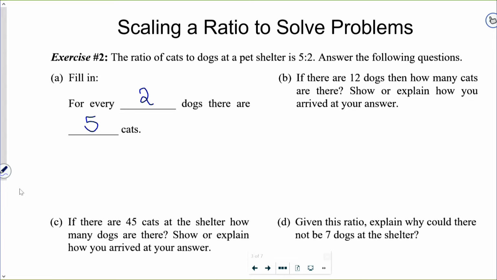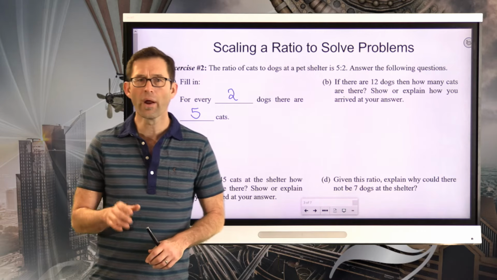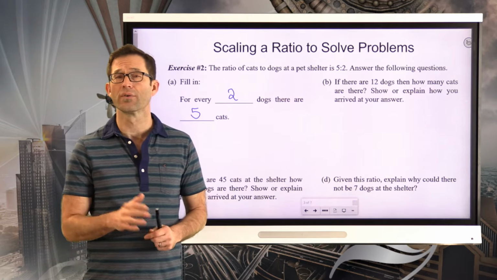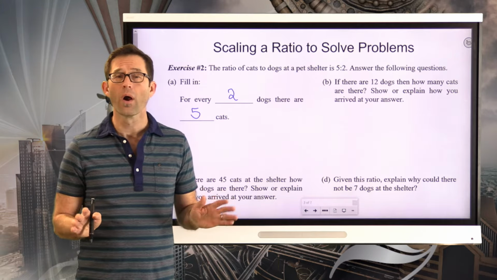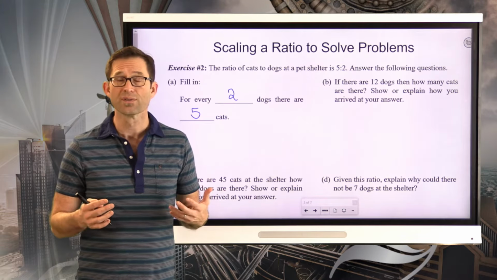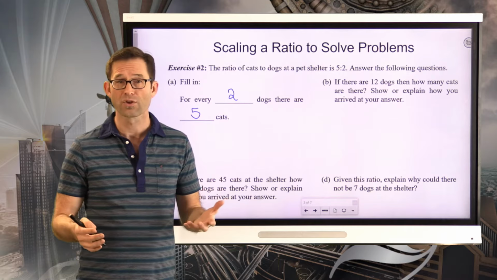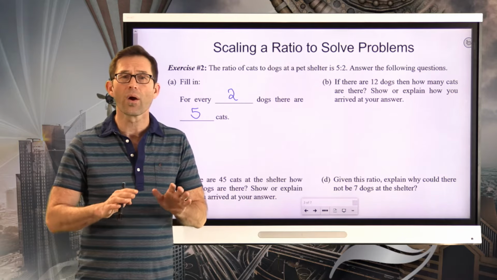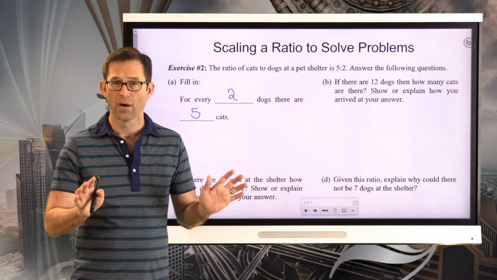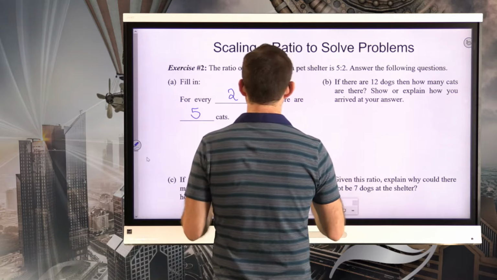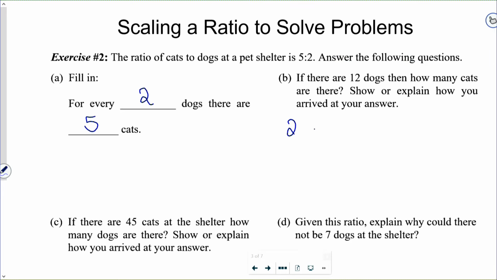If there are 12 dogs, then how many cats are there? Show or explain how you arrived at your answer. All right, well, let's do this one together, and then we'll have you do C on your own. Now, just like we did before, I like to work in these cases with equivalent fractions, because then we literally are looking at that scaling. So I might say, okay, for every 2 dogs, we have 5 cats, right?